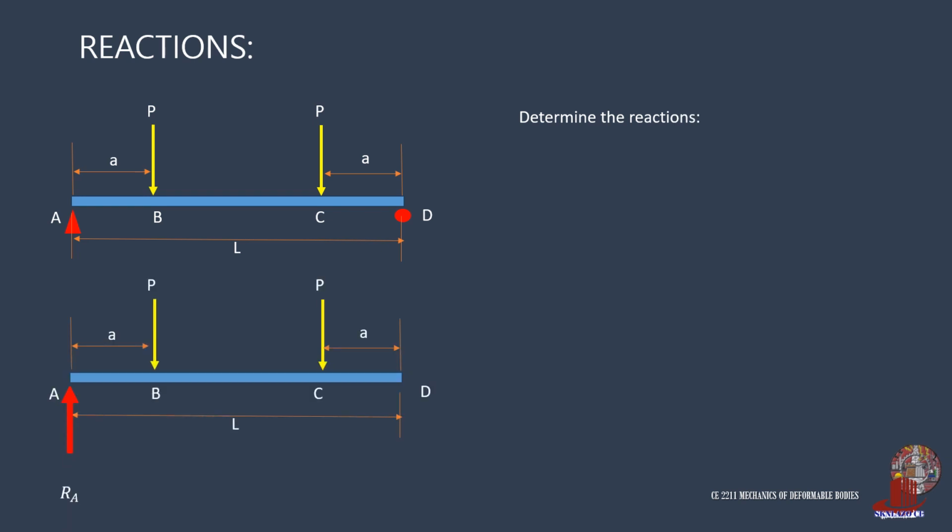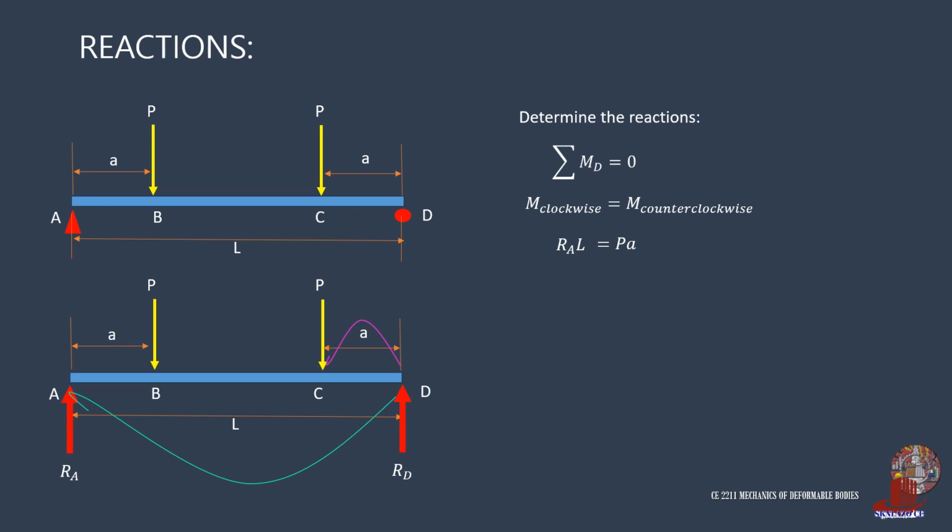Taking the summation of moments about point D and equating it to 0, we again assume that the clockwise moments cancel out with the counterclockwise moments. The clockwise moment is from the reaction at point A times the moment arm L. This is equated by the counterclockwise moments caused by the two loads. The first is load P times the distance A plus another point load P times the moment arm of L minus A.